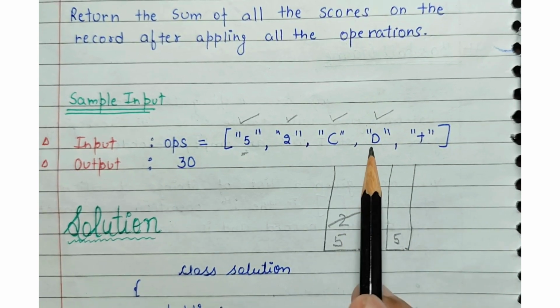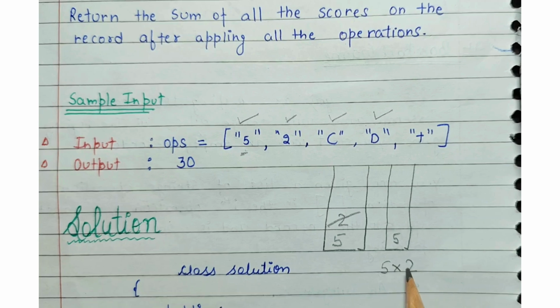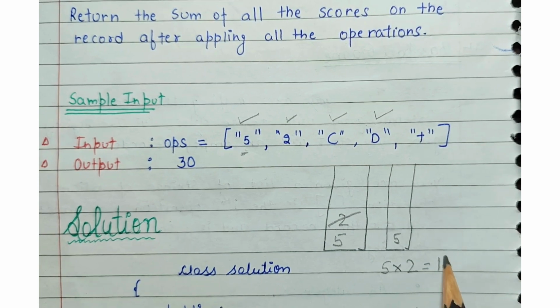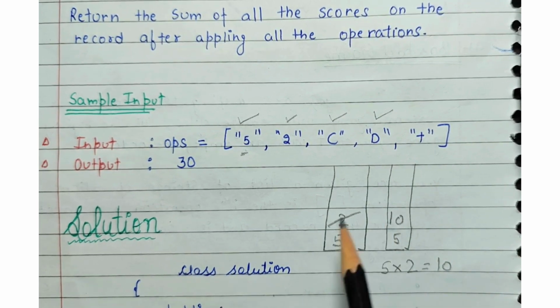When the character D comes, we have to make a double of the previous record. The top element of the stack is 5, so we multiply this 5 by 2 because we have to double the previous record, and it becomes 10. Then we push 10 into the stack, according to the rule.